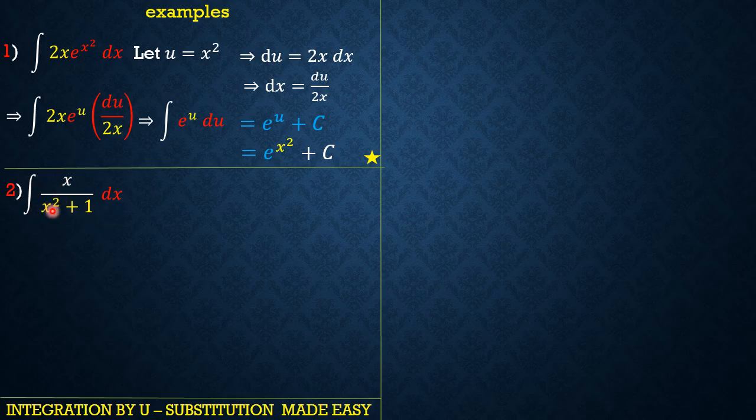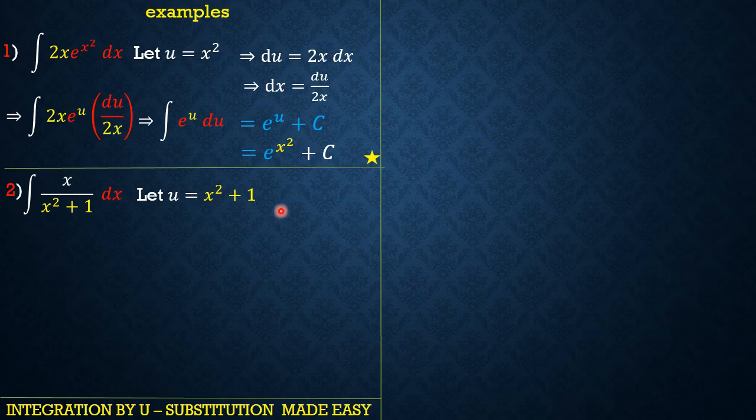Great. So in this case, guys, do you see that if we differentiate x squared plus 1, we are going to have 2x, but we don't have 2x here, right? So we can put a 2 here and put 1/2 outside. Great. That is the notion of using constants. So friends, in such a case, we are going to let our u be x squared plus 1.